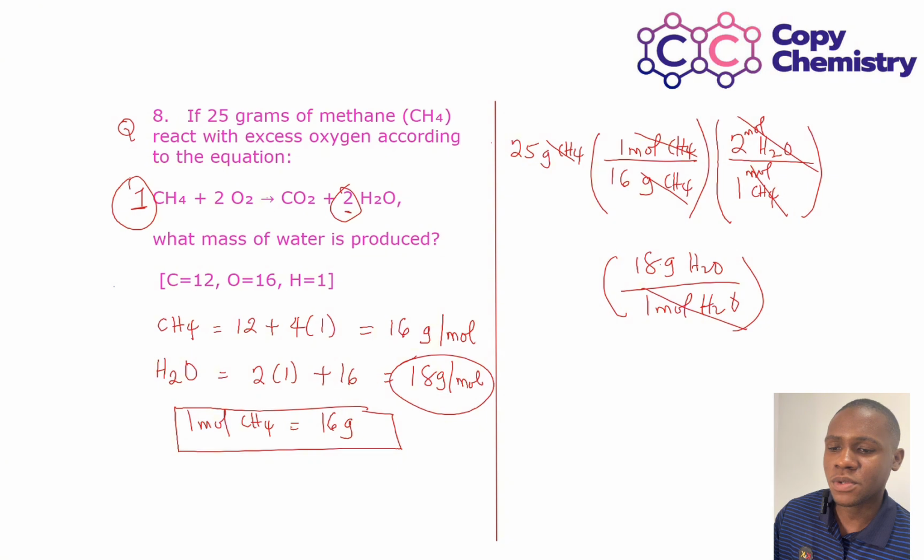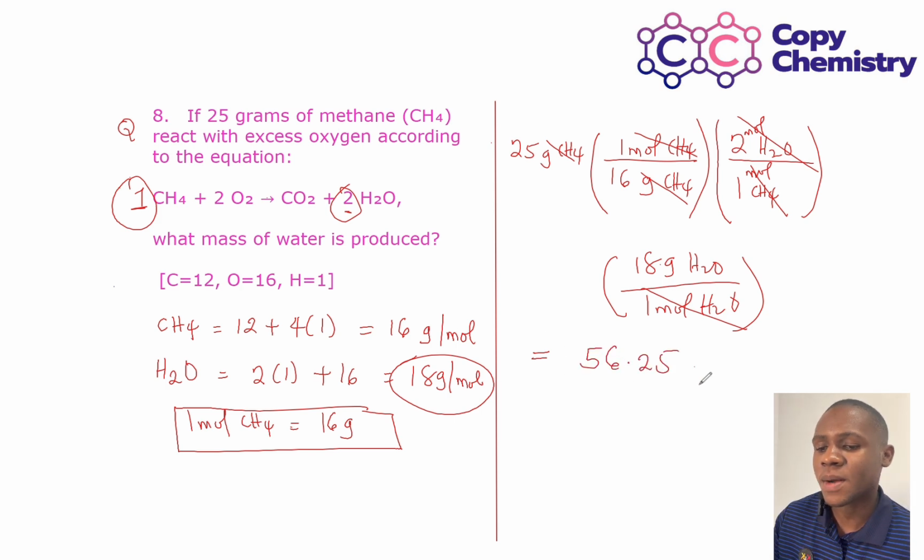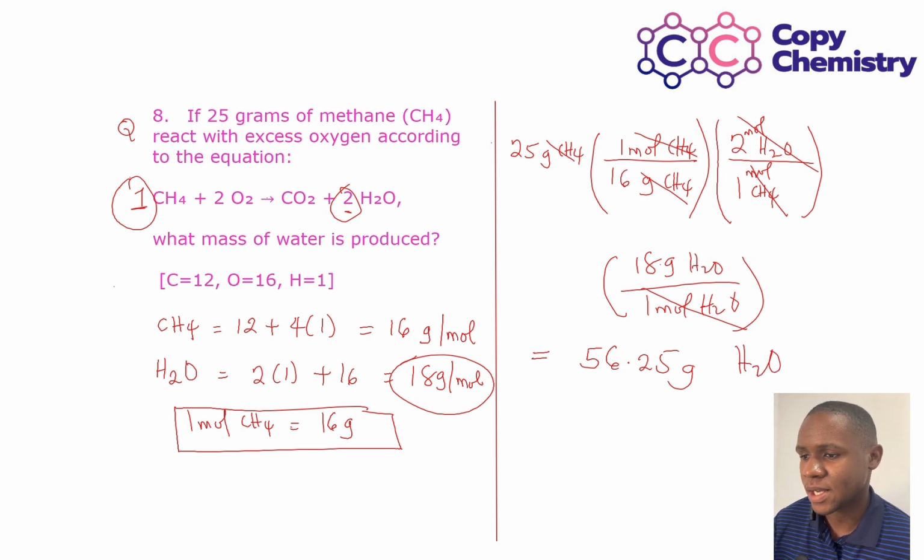So let's compute all this now. If you do your multiplication and division correctly, you should have 56.25 grams of H2O. Does this make sense? Let me know in the comments.